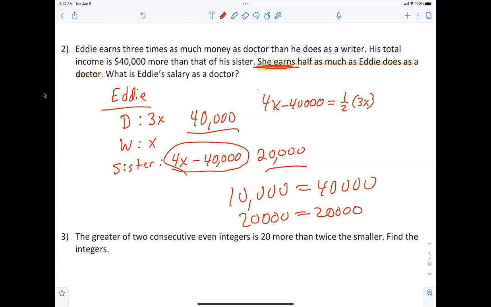Right? You with me? I'm not going to take half of what she makes and compare it to him. Agreed? All right, we got lots of practice. Come on.